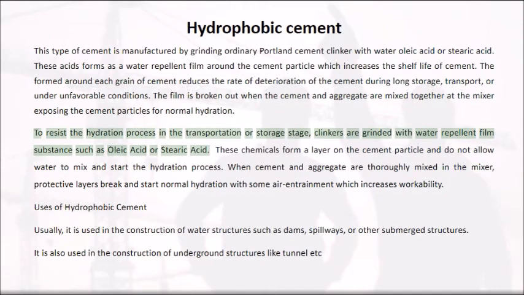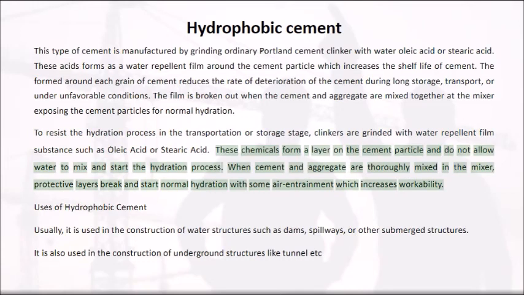To resist the hydration process in the transportation or storage stage, clinkers are ground with water-repellent film substances such as oleic acid or stearic acid. These chemicals form a layer on the cement particle and do not allow water to mix and start the hydration process. When cement and aggregate are thoroughly mixed in the mixer, protective layers break and start normal hydration with some air entrainment, which increases workability.